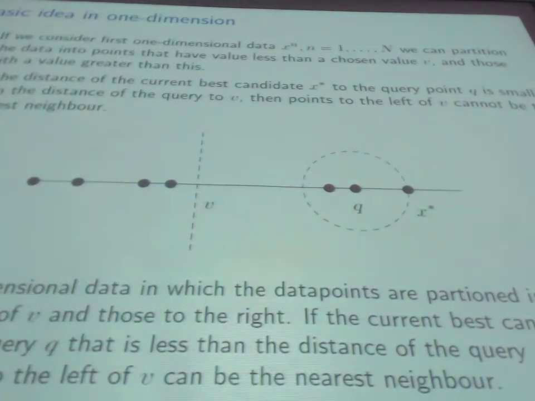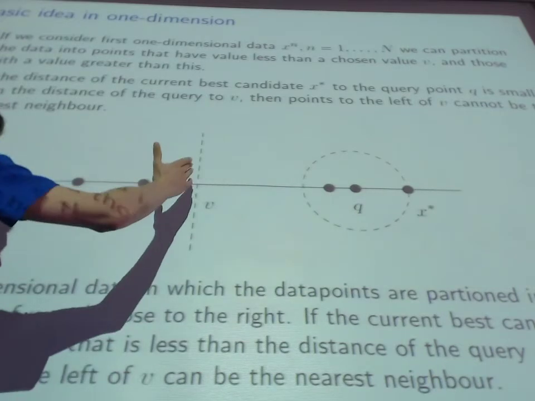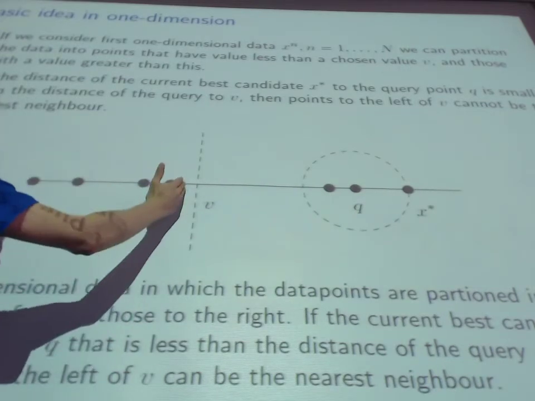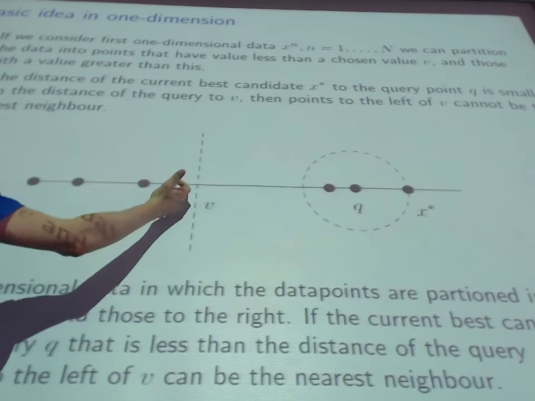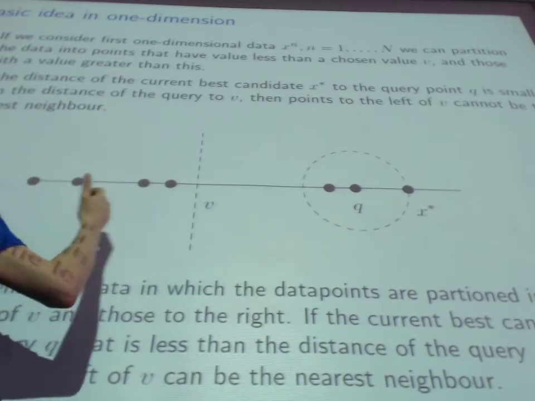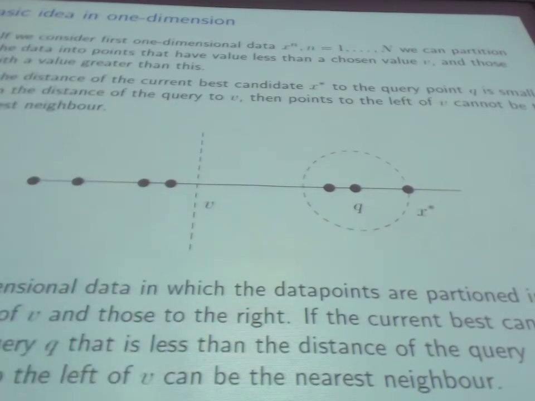So what we're going to do is choose some scalar value, in this case V, and this V is going to split the data into data points which have values less than V, and these other data points have values bigger than V. That's it. You're free to choose V however you like, but one typical way is to choose something close to the median of the data.